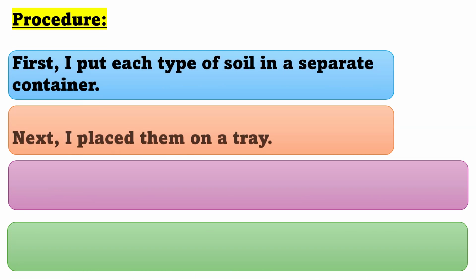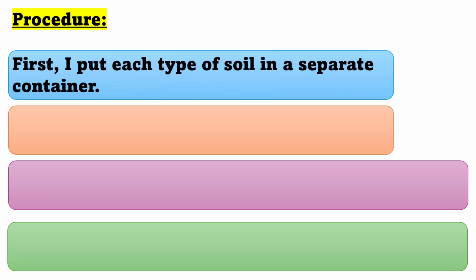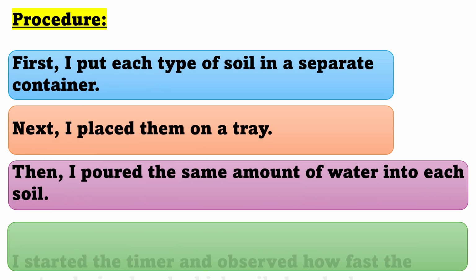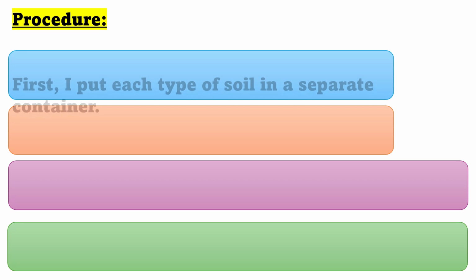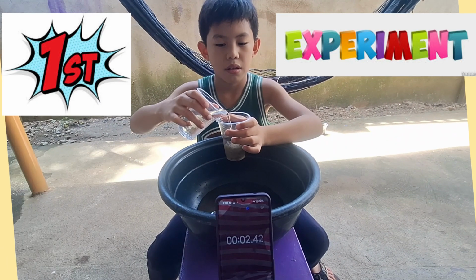First, I put each type of soil in a separate container. Next, I placed them on a tray. Then, I poured the same amount of water into each soil. I started the timer and observed how fast the water drained and which soil absorbed more water.